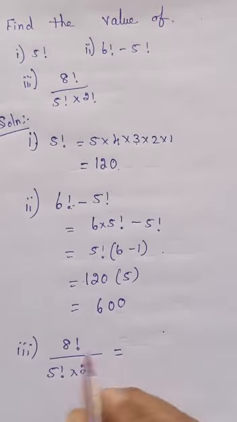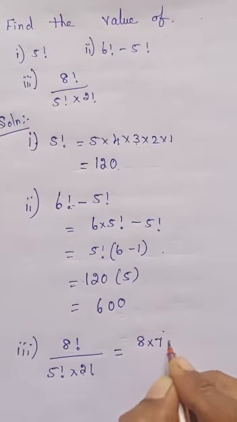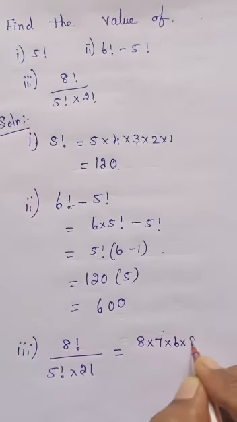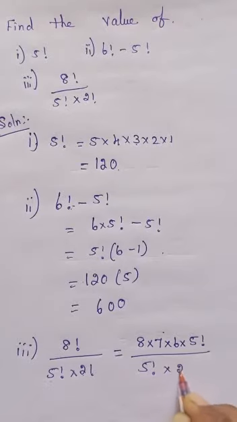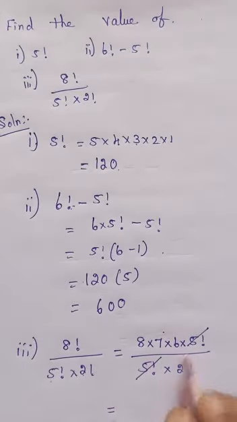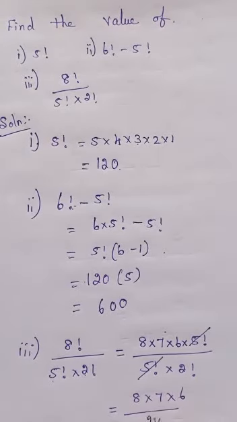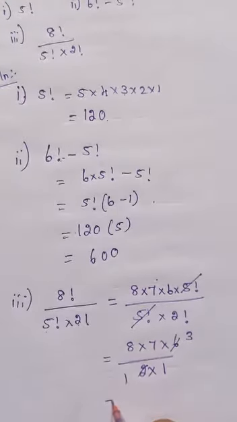Or, see, 8 factorial. I am writing 8 into 7 into 6 into, when it comes 5, I am writing 5 factorial, because in the denominator we have one 5 factorial. See, both will get cancelled. Now it is enough to multiply and write the answer, isn't it? Or 8 into 7 into 6 by, this 2 factorial is 2 into 1. Divide it. 1 2 is 2, 3 2s are 6. Now we can multiply and write the answer.